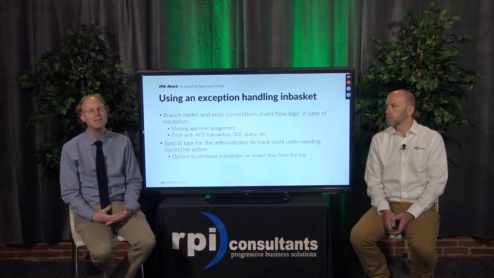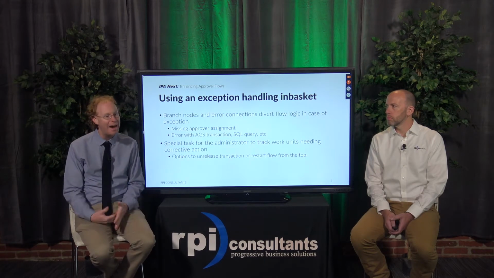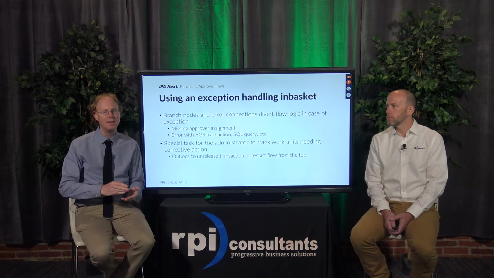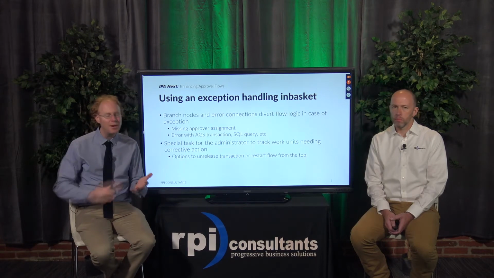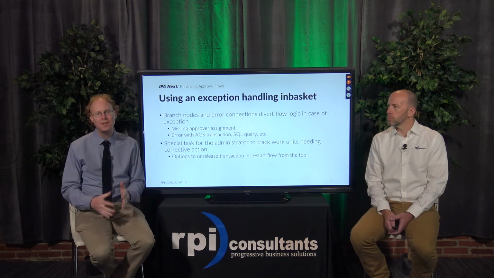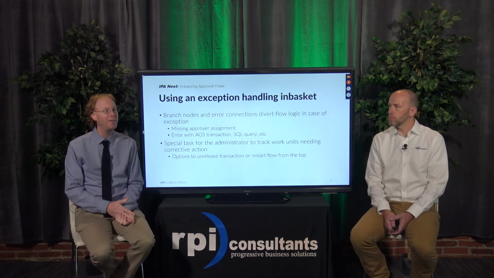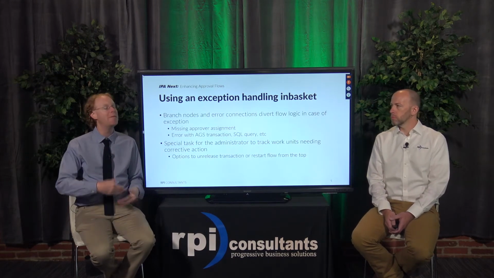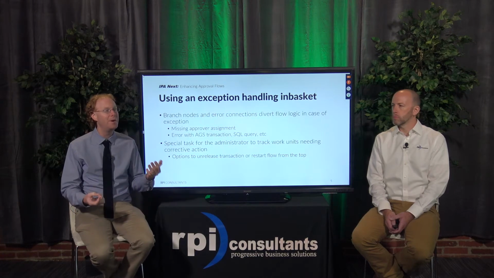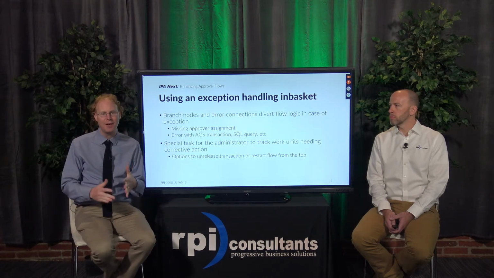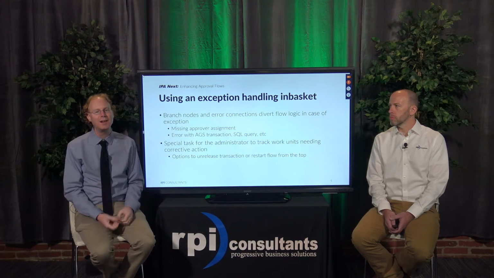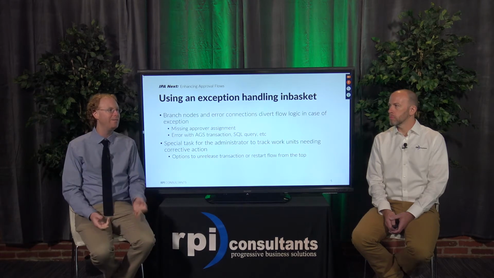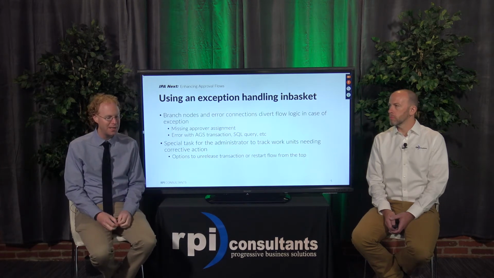One technique that I like to use is I like to set up an IPA task for our process administrator. I'll use the error connections, and I'll use branch nodes to detect when something's gone wrong in a flow, or detect when something is about to go wrong, such as I'm about to go into a user action node where we don't have an approver assigned for that task and category. And then I'll divert the flow logic into a special in-basket that our administrator will use to keep track of those handful of work unit transactions that require attention.